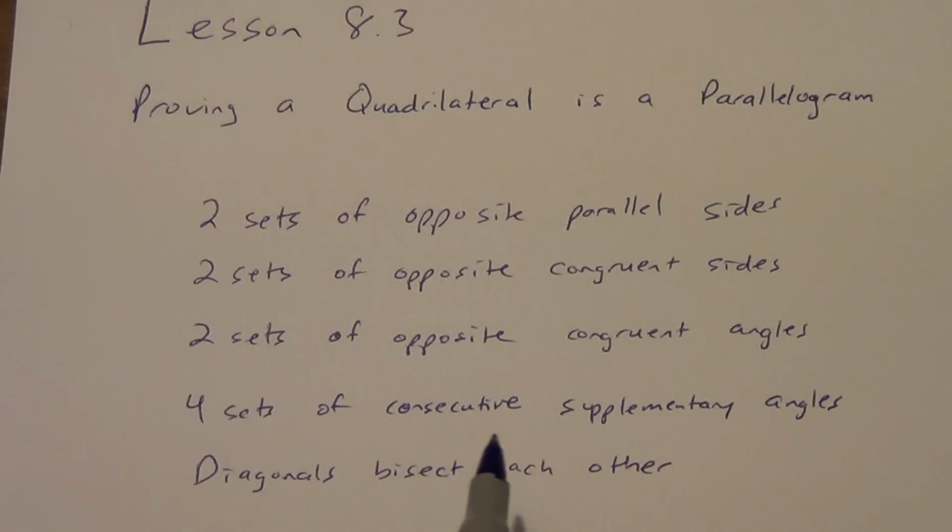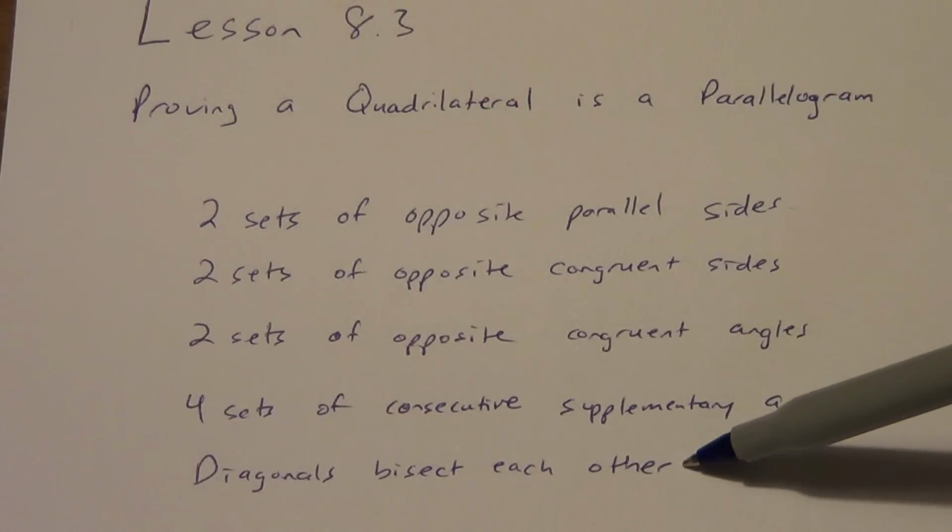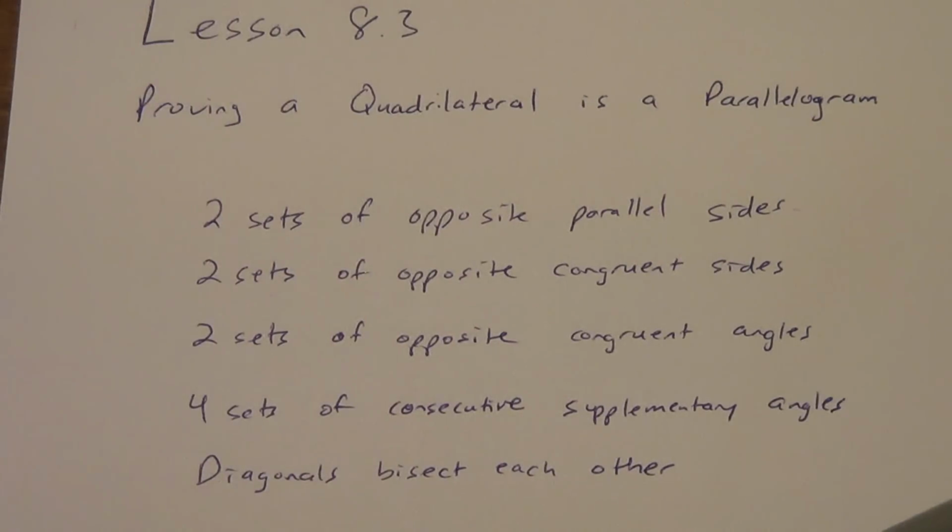This one right here, the four sets of consecutive supplementary angles, is going to change just a little bit. And then there's actually one other one that doesn't completely relate to one of these. So keep in mind, this comes from the definition. So we're going to have a theorem that's basically the converse of this, a theorem that's basically the converse of this, a theorem that's basically the converse of this with a small change, a theorem that's the converse of this, and then one other one that doesn't quite apply exactly the same way as all of these. Okay, so let's take a look at these theorems.